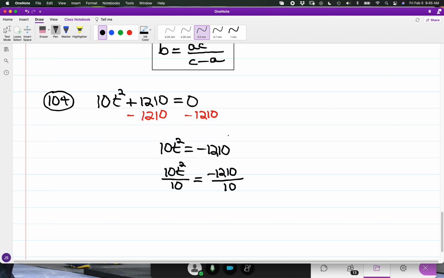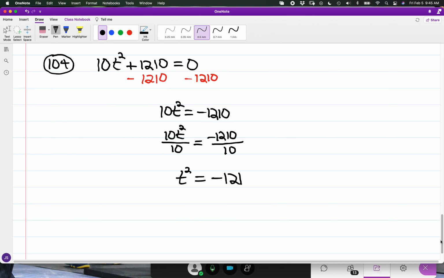So you have 10t squared over 10. Okay, so you have t squared. And for negative 1210 divided by 10, you have a negative 121. With the reapplication of the square root property of equality, going from t squared to t, you have plus or minus the square root of negative 121.